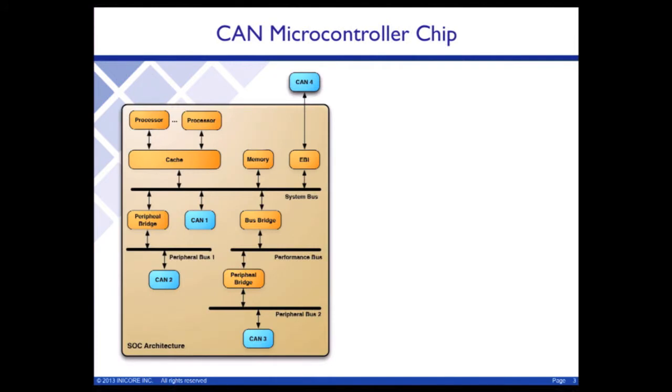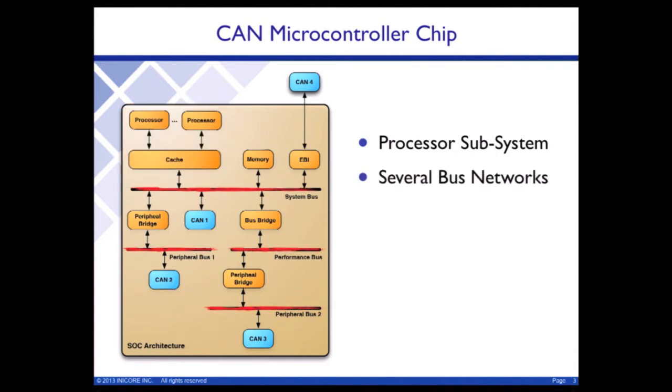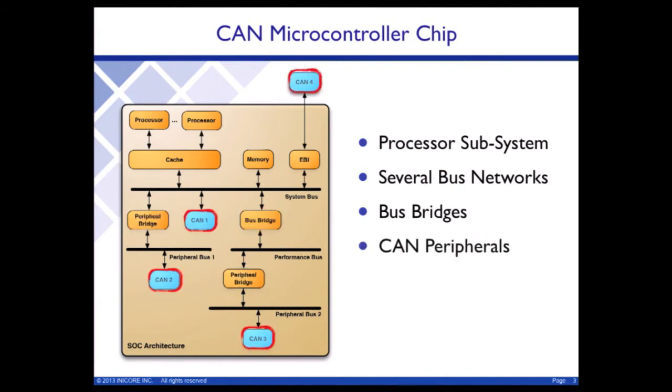This is a block diagram of a CAN microcontroller chip. What we have up top on the left is some processor subsystem. It can be a single core, it could be multiple cores, some internal networking, different buses on different levels, bus bridges to connect the different networks, and possible locations for our CAN controllers.